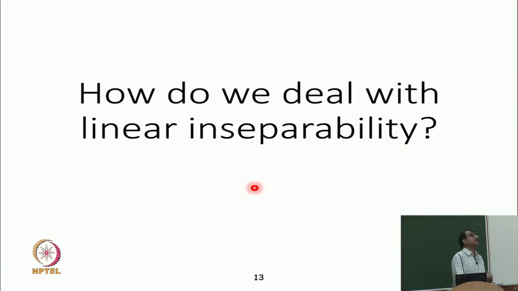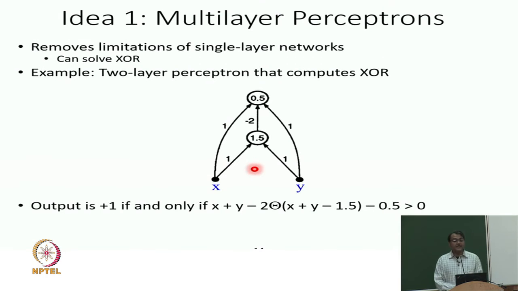So there are two methods to deal with that. The first method is the idea of a multi-layer perceptron. What is a multi-layer perceptron? It says, don't just take it through one perceptron and give me the output, take it through layers of perceptrons. For example, just two perceptrons, one after the other, can help us solve the XOR function.